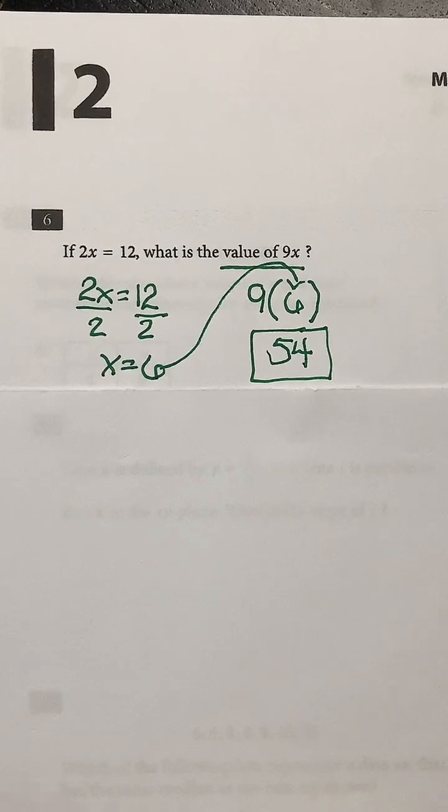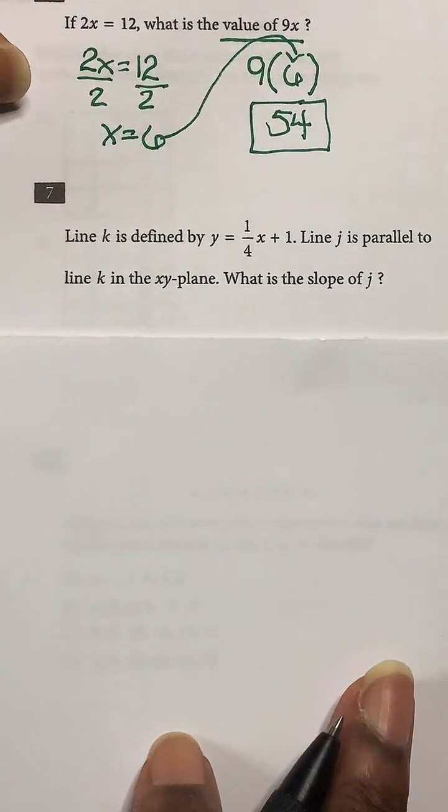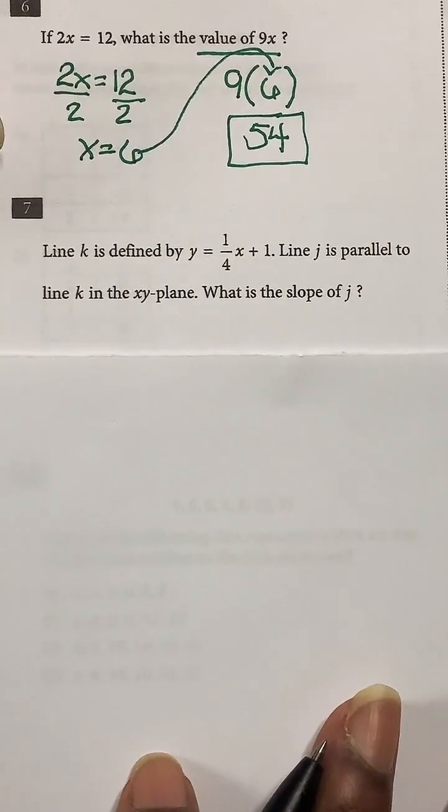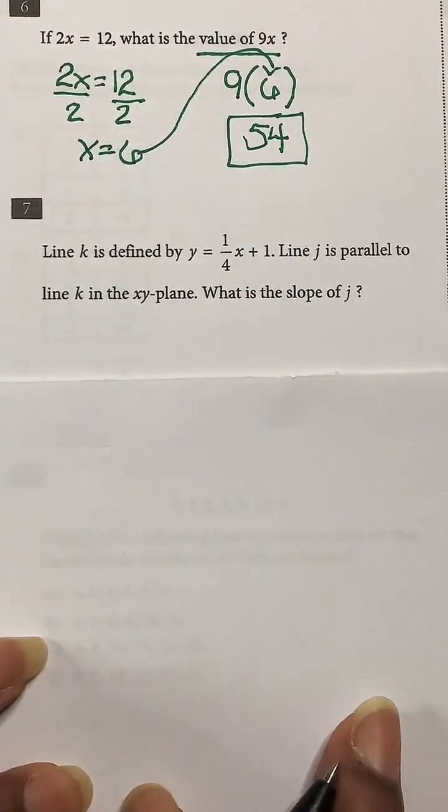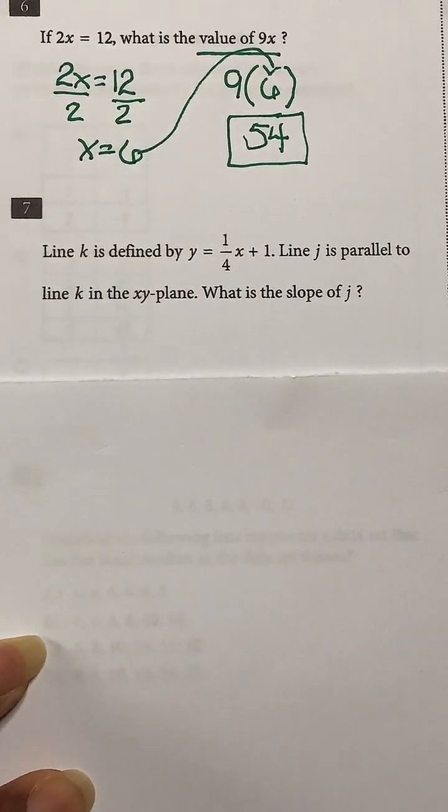All right, so now let's get with the next one. Line K is defined by y equals 1/4 x plus 1. Line J is parallel to line K in the xy plane. What is the slope of J?